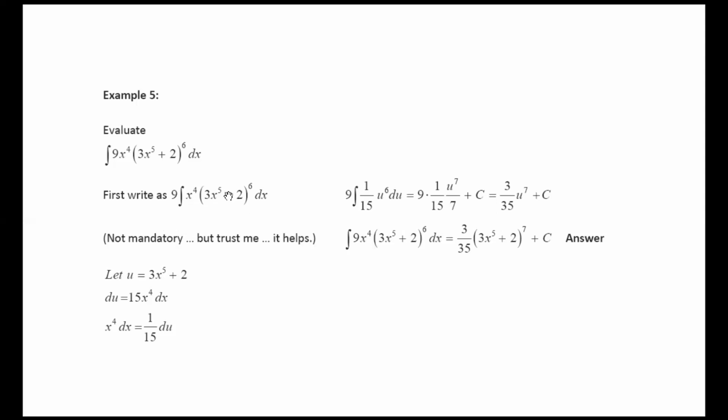Now come up here. Let's just pick up the problem here. We have 9 times, in the place of this, put u, and in the place of x to the fourth dx, put 1/15 du. Add 1 to the exponent, divide by the new exponent, and we've reduced here, and we get this. Now sub back in, and we have our answer. Okay.